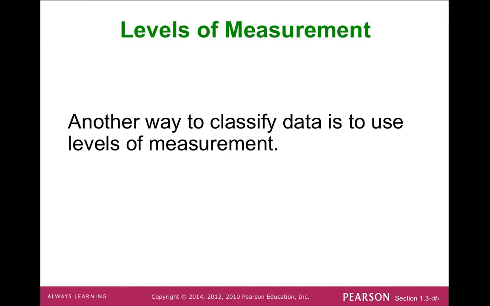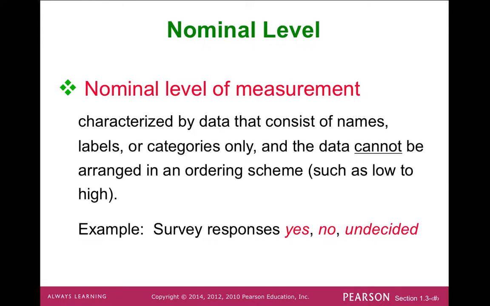Okay. Another way to classify data is to use what are called levels of measurement. So let's go through those. The first is the nominal level. The nominal level of measurement is characterized by data that consists of names, labels, or categories only, and the data cannot be arranged in an ordering scheme.